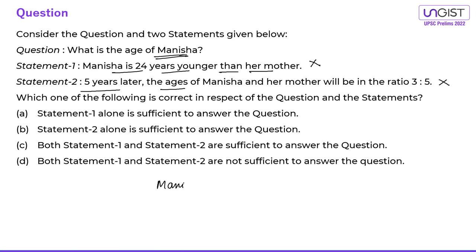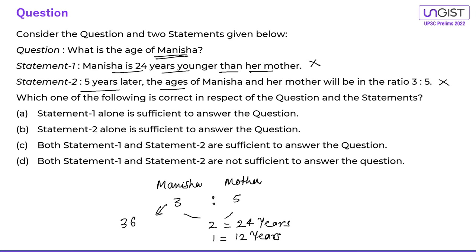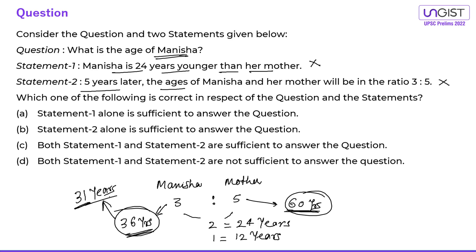Manisha and her mother. So Manisha is like 3:5. So the difference is 2, and the question is saying it is 24 years. So 1 is equal to 12, and 3 is equal to 36, and 5 is equal to 60. So after 5 years, the age of Manisha will be 36. So the present age of Manisha is 36 minus 5, which is 31 years. So today Manisha's age is 31 years.